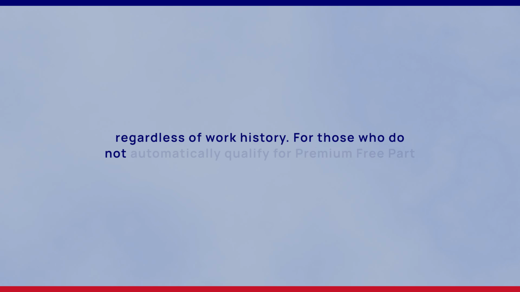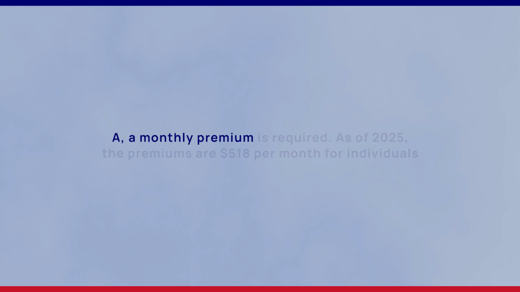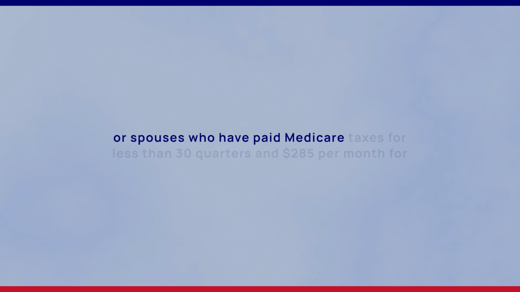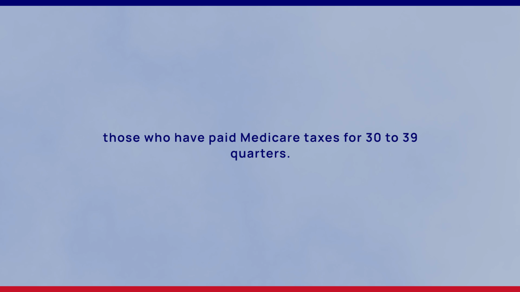For those who do not automatically qualify for premium-free Part A, a monthly premium is required. As of 2025, the premiums are $518 per month for individuals or spouses who have paid Medicare taxes for less than 30 quarters, and $285 per month for those who have paid Medicare taxes for 30 to 39 quarters.